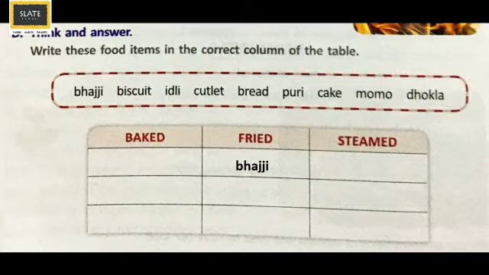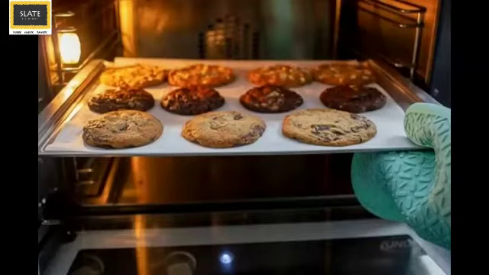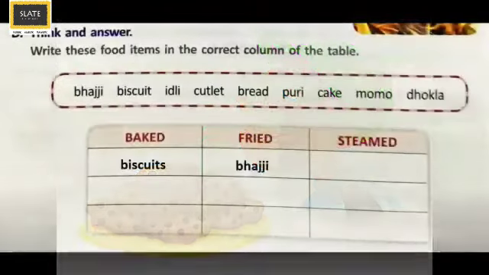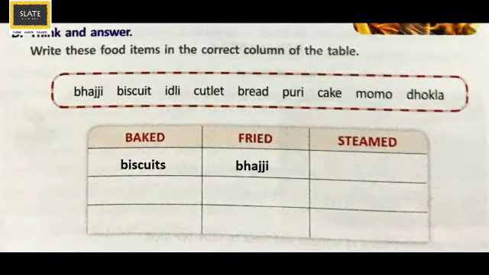Second food item is biscuit. Now Slaters, biscuits, cookies, etc. are baked in ovens. You can quickly find out if biscuits are being baked in anyone's home from its aroma or smell. So we need to put this food item in the first column.